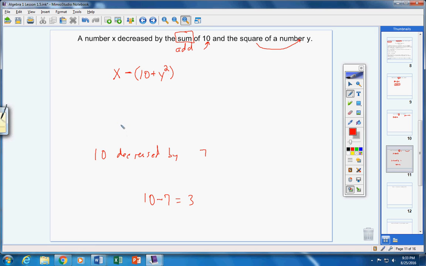There it is. Let's start at the beginning and do it again. A number x is decreased. A number x decreased. So here's about what am I adding? 10 and y squared. The square of a number means y squared. So I'm summing, or adding, 10 and y squared. If you're lost on any of these, feel free to back them up and watch it again. That's what's good about a video class.